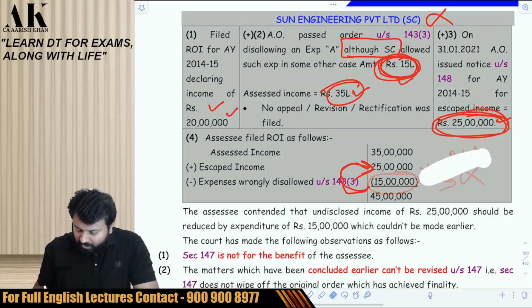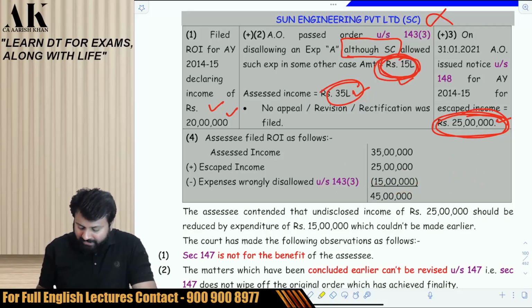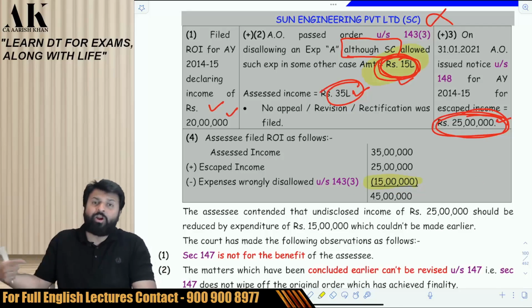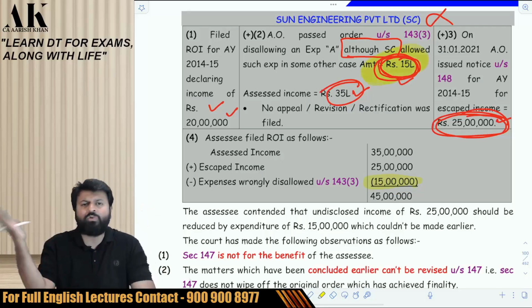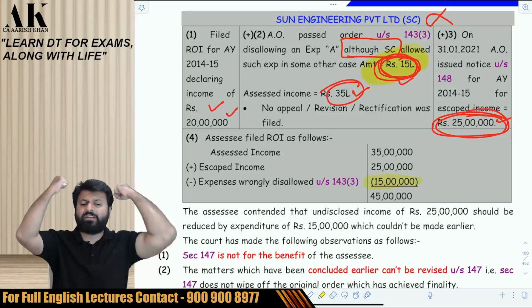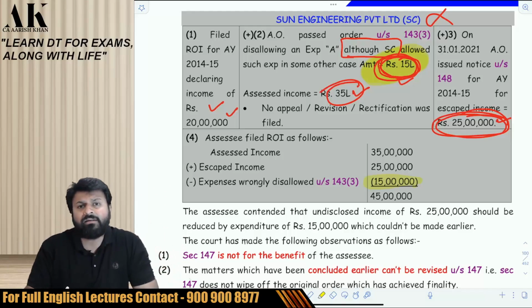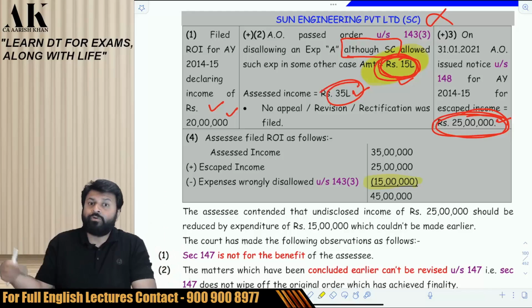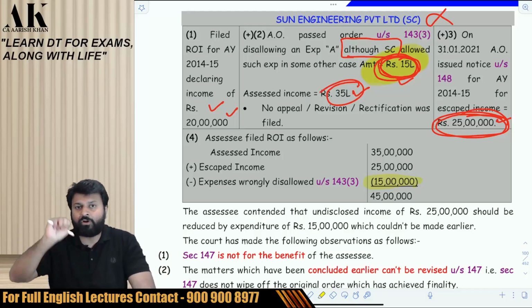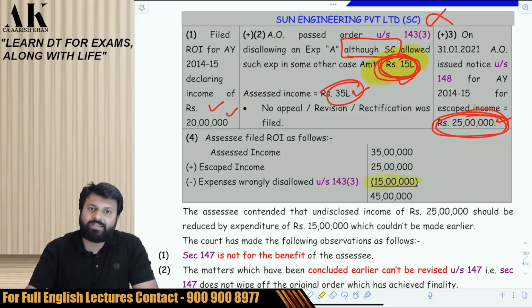This is something which is not allowed under income tax law because section 147 is not for the benefit of the assessee. The items which are concluded earlier cannot be reopened in 147. This is something which is concluded earlier. You should have appealed. You should have filed a rectification application. You should have filed a revision application. Why have you not done that? So in case you have missed that, you cannot take advantage of that missed opportunity over here. That is something which is not allowed.